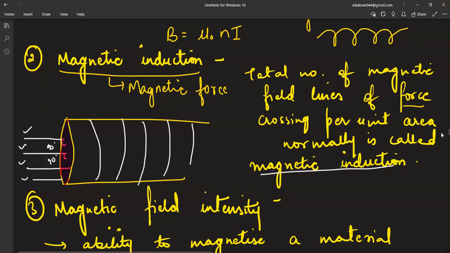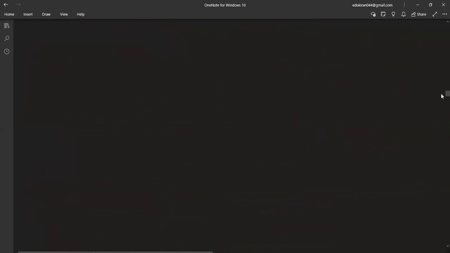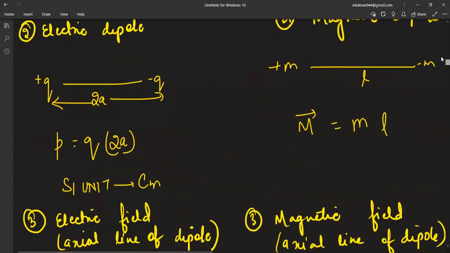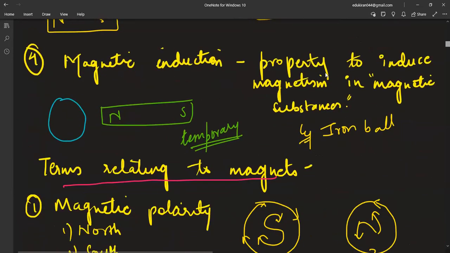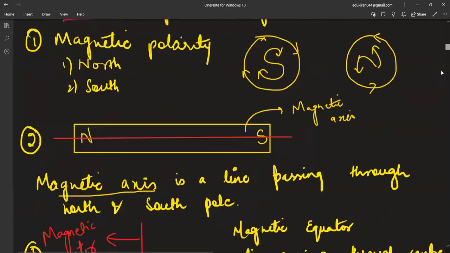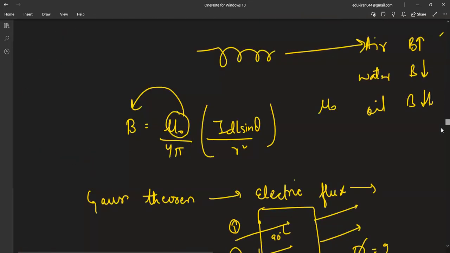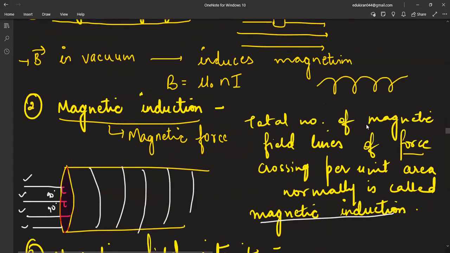Magnetic induction, I think we did earlier also, but we just saw the basic meaning of it, how it induces magnetism. The property to induce magnetism in magnetic substances, this we only call magnetic induction. So the proper, broader meaning is this. Both meanings are correct, but the broader meaning is this: it further induces magnetism.